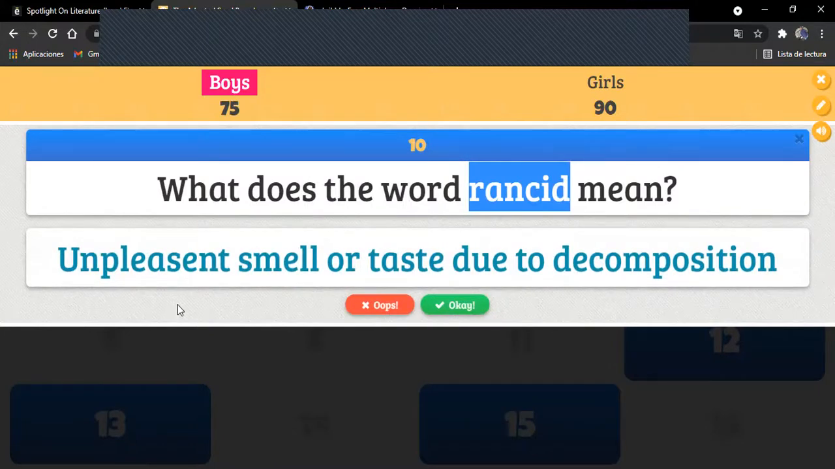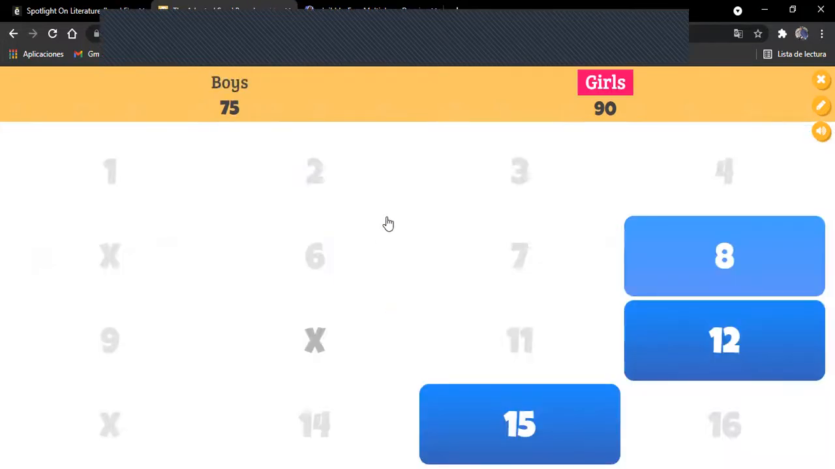Unpleasant smell or taste due to decomposition. Like in Spanish, we say está rancio. It's because it has been spoiled. It's that smell that spoiled things get. Okay, no points. Ladies.